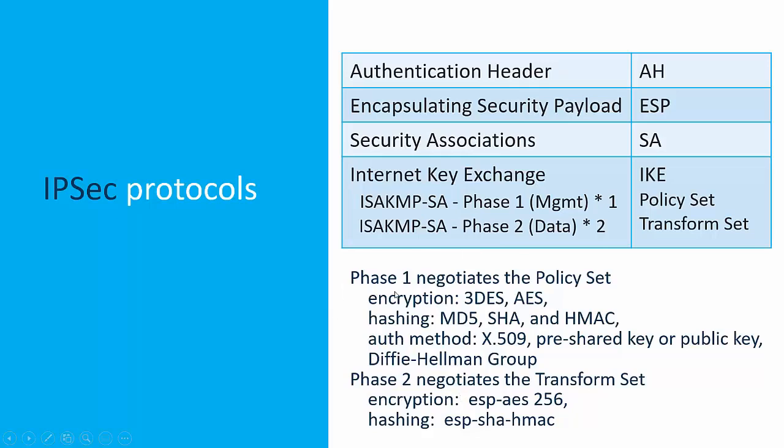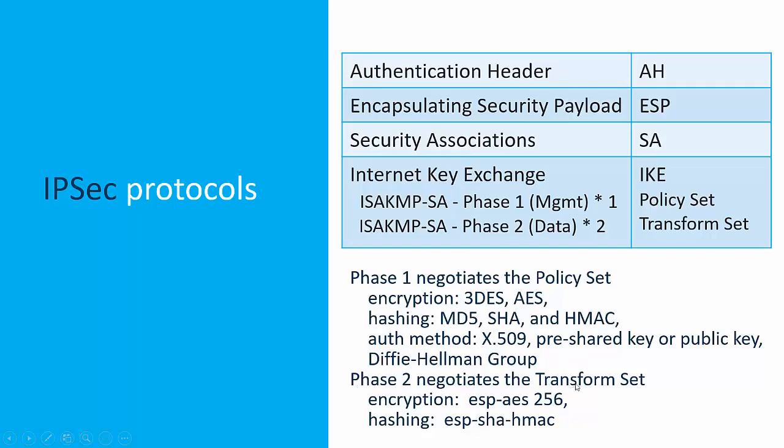So in Phase 1, what's negotiated is the policy set, and there we lay out the encryption that's going to be used. Let's say it's 3DES or AES. The hashing that's going to be used, either MD5 or SHA with HMAC, which is a keyed hash. The method of authenticating each end of the IPsec tunnel using X.509 certificates with either pre-shared keys or public key, and the Diffie-Hellman group that's going to be used to share those keys across the internet.